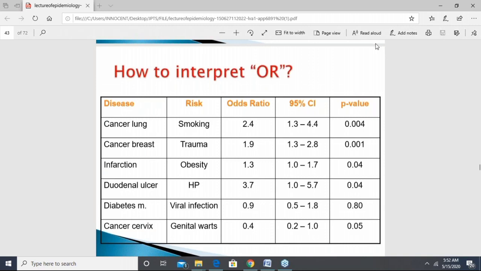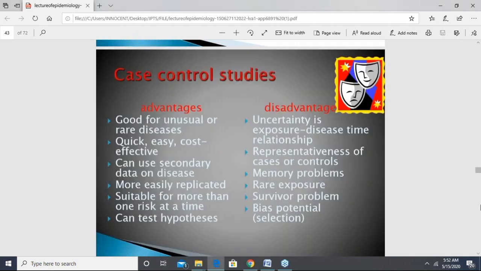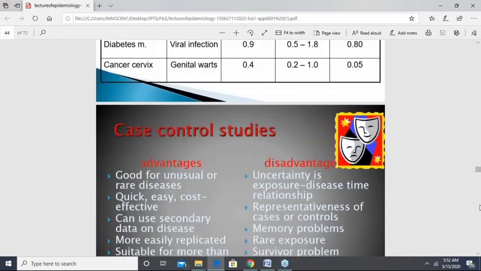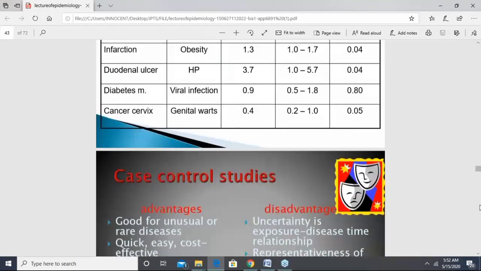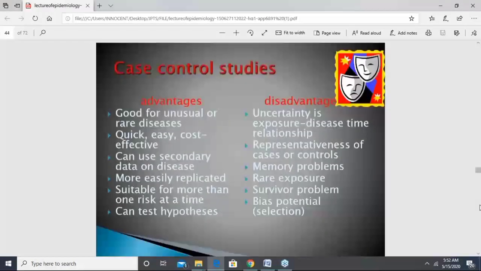Okay, so this is the risk factor, and you calculate the odds ratio. So what are the advantages and disadvantages of a case control study? Advantages: it's good for unusual or rare diseases. It's quick to do, easy to do, and cost effective.